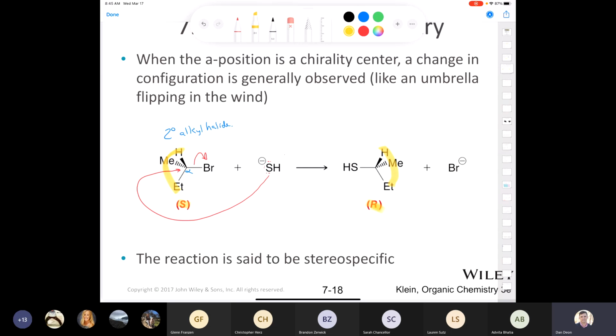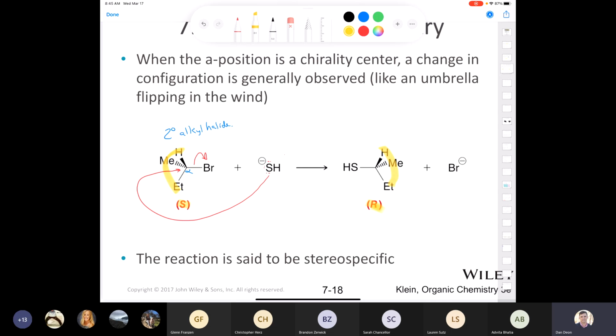And so we say that this reaction is stereospecific. You start with one stereochemical configuration, S, and you end up with the opposite. If we were to start with R, we'd end up with S. They are opposites. Now, I've taught this class remotely a couple times so far, and I've explained this concept remotely a couple times.